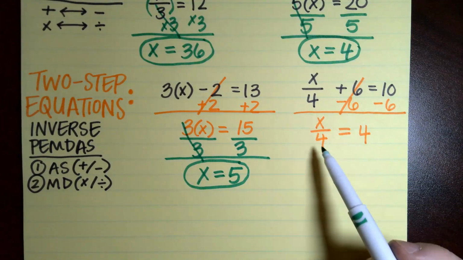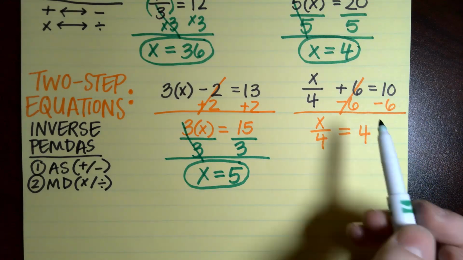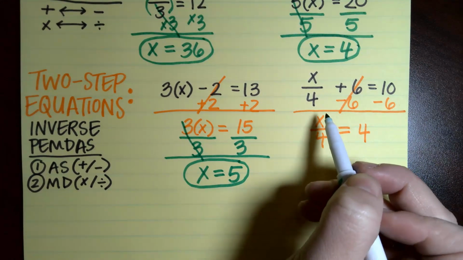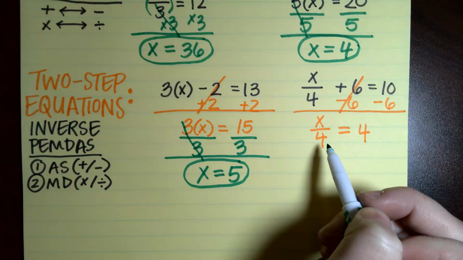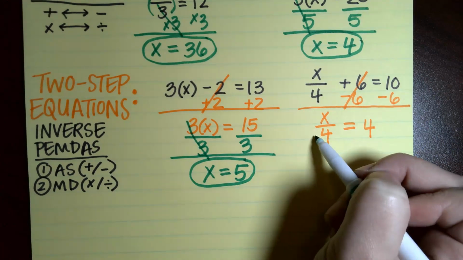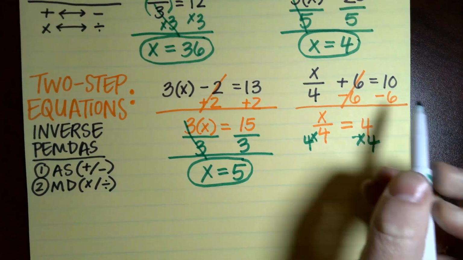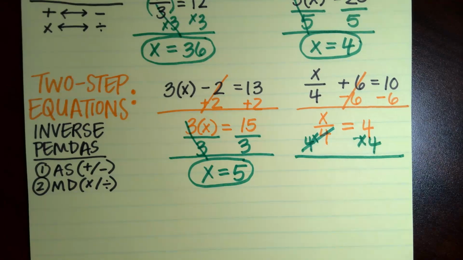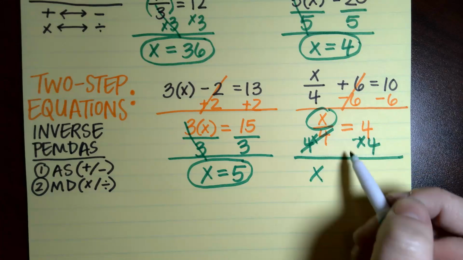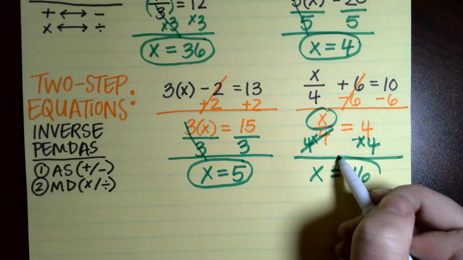Division. We are doing division here. How do I get rid of the 4? We're going to multiply. We're going to do the opposite. So remember, x over 4 means x divided by 4. So to get rid of a divided by problem, we need to multiply by that number. So I'm going to do times 4 on this side, times 4 on that side. My 4's cancel. Now I've got x all alone. So I'm going to bring that down, and x equals 4 times 4, which is 16.